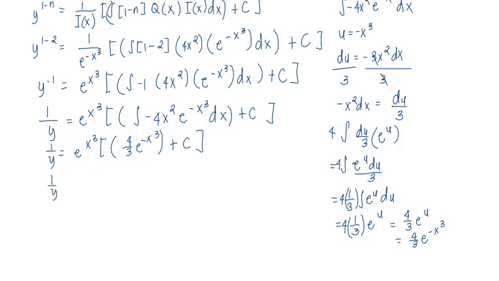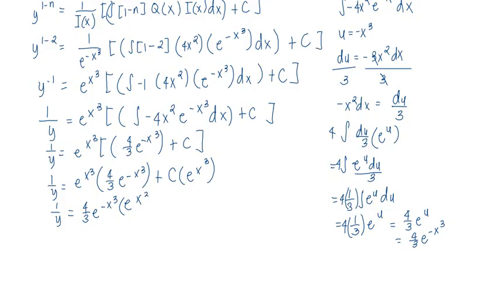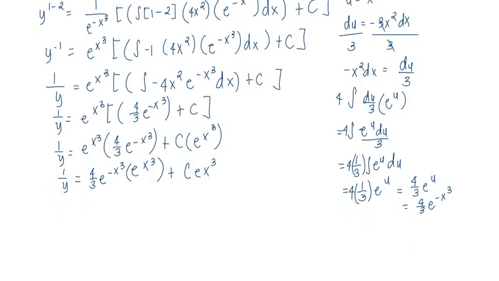And then you basically distribute. So it would now be 1 over y, distributing e raised to x raised to 3: e raised to x raised to 3 times 4/3 e raised to negative x raised to 3, plus c times e raised to x raised to 3. So 1 over y is equal to 4/3 e raised to negative x raised to 3 times e raised to x raised to 3, and then c e raised to x raised to 3. Because we have the law of exponents, 1 over y is equal to 4/3, in which negative x raised to 3 would be added to x raised to 3, which is going to be 0. E raised to 0 is 1. So 4 over 3 times 1 plus c e raised to x raised to 3.